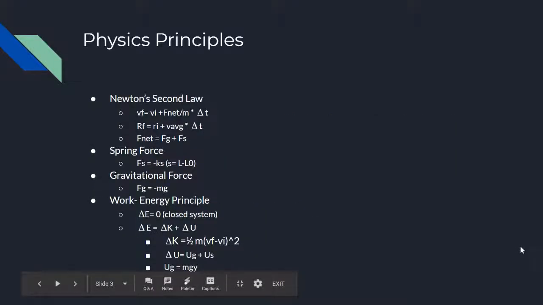The physics principles involved in this lab were Newton's second law, spring force, gravitational force, and the work energy principle. Newton's second law is rearranged to find the final velocity and the final position of the system, and the net force was calculated by adding up all the forces acting on the system. These forces were the gravitational force and the spring force. Spring force was calculated using Hooke's law, and the gravitational force was found by negative mg since the system was close to the Earth. Since this is a closed system, the change in energy should be 0.